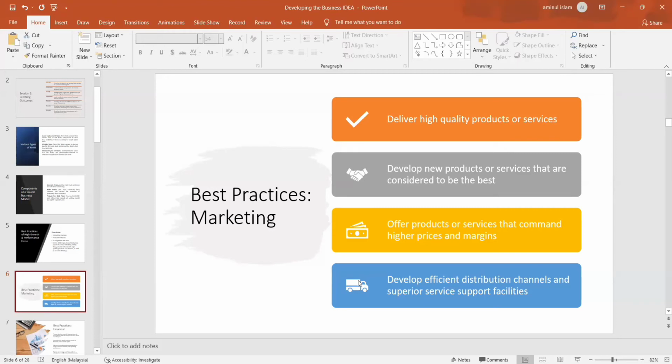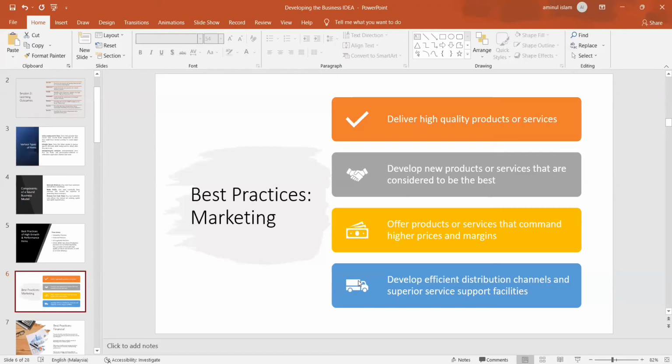So to deliver high quality products and services, the best practices in marketing: develop new products and services that are considered to be the best. We develop new products as marketers, or new services that are considered to be the best.